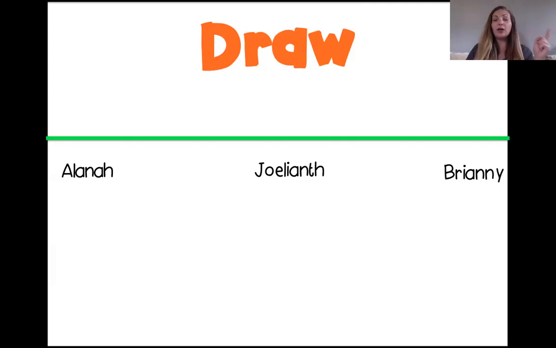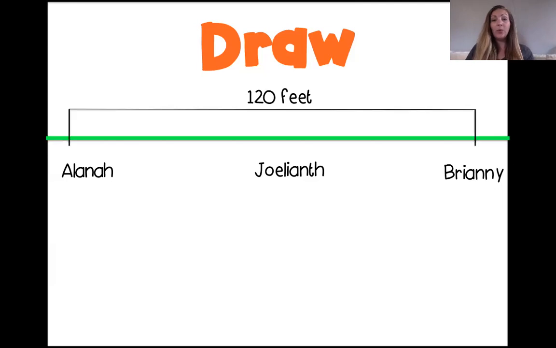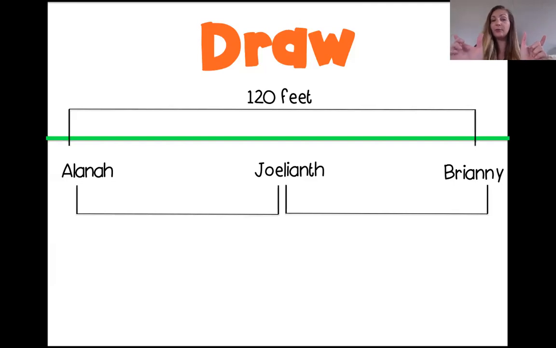How far apart are Alanah and Brianny? The story told me that. It said they were 120 feet apart. So that whole line I know is 120. What I don't know is how far apart Alanah and Joelianth are and how far apart Joelianth and Brianny are. But I do know something about it. What did the problem say? It said that Joelianth is standing the same distance from both of them.